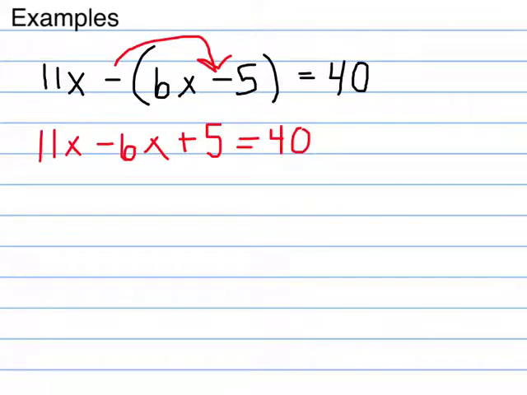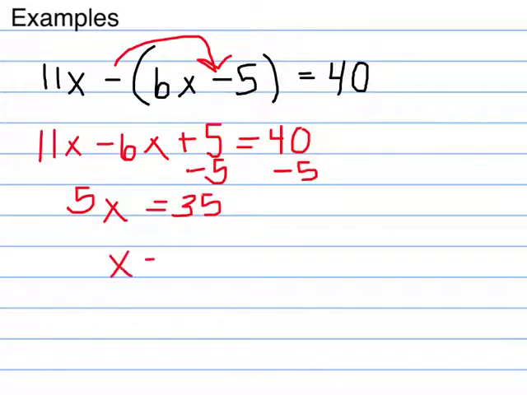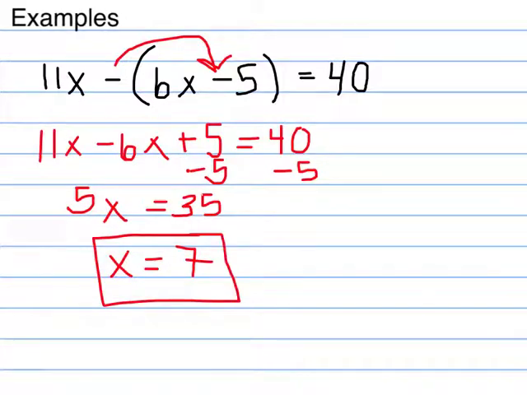Okay. Now we're going to combine the 11x minus 6x. They're on the same side, so we follow that operation. 11 minus 6 is 5x. And let's subtract the 5 over to the other side of the equation. So 5x equals 35, so x would be 7. And that will be our final answer.